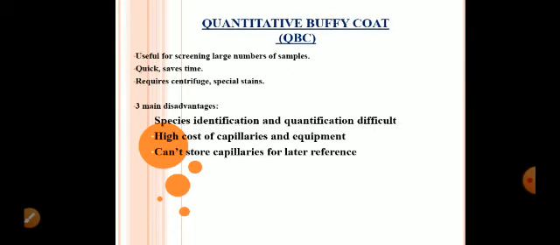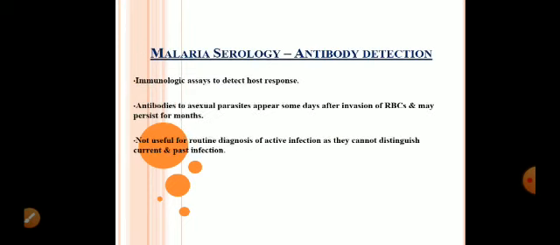Quantitative buffy coat is useful for screening a large number of samples. It is quick, saves time, requires a centrifuge and special stain. Three major disadvantages of quantitative buffy coat are species identification and quantification is difficult, high cost of capillaries and equipment, and you can't store the capillaries for later reference.